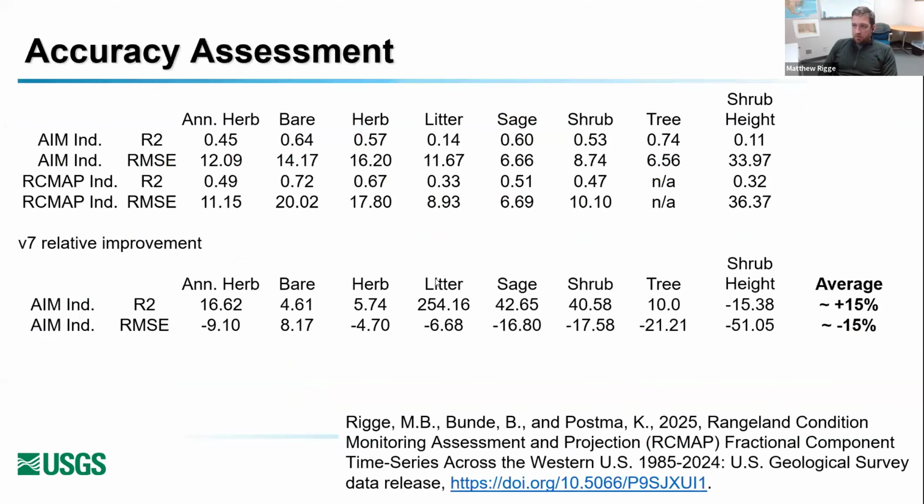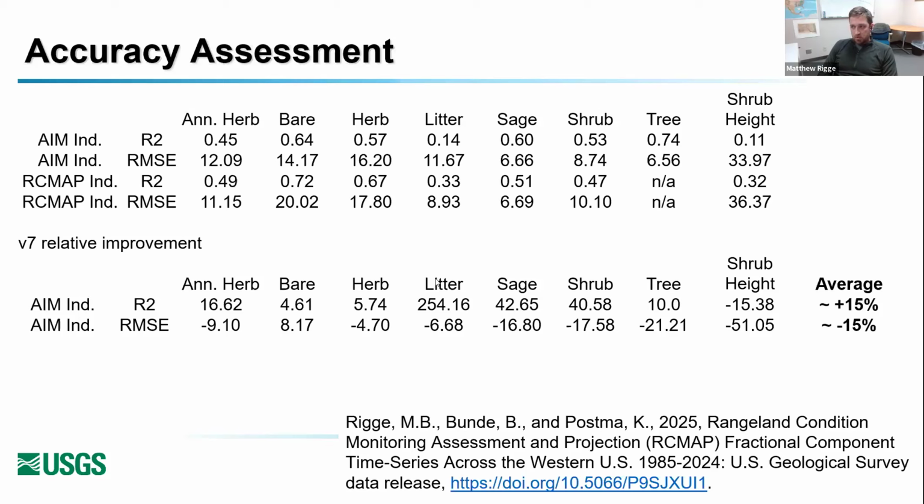Okay, looking at accuracy assessments. So RAP, the Rangeland Analysis Platform, and us have agreed to set aside a pool of 6,000 odd AIM points, a 5% random withholding from each year AIM data were collected. So we've got a spatial and temporal withholding of the AIM data.